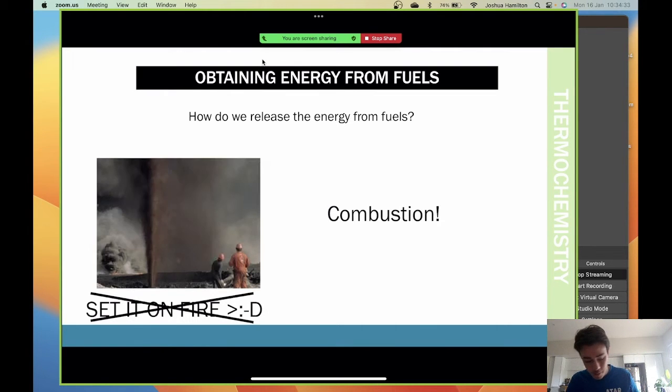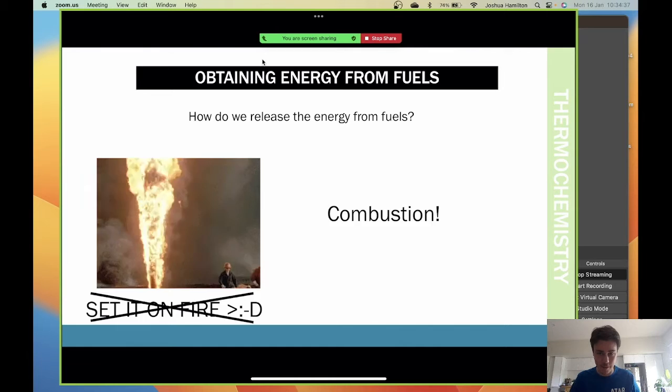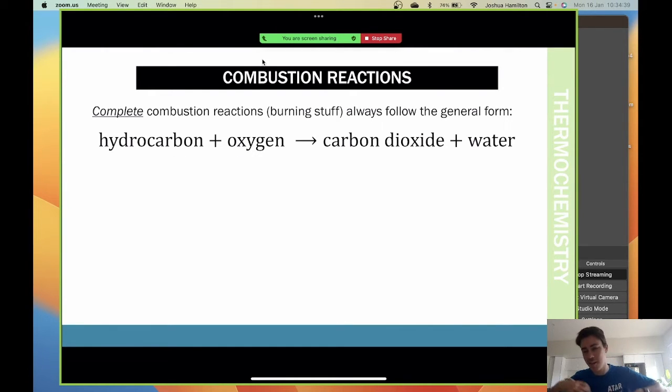So now we're moving more into the fun side of things. This is more of the maths and more of the actual sort of chemistry. So combustion reactions are essentially under this general formula. You put a hydrocarbon in, or your fuel, with oxygen from the environment, and carbon dioxide plus water comes out.